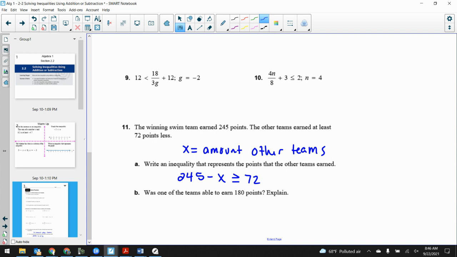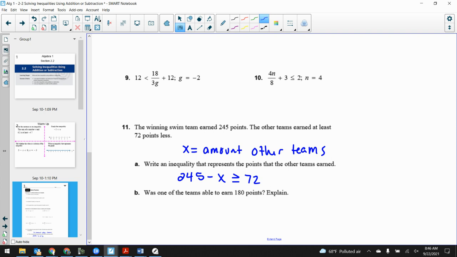All right. So 245 minus X, the difference between the two teams, has to be bigger than or equal to 72. That's the way I thought about it. Now, are there other ways to do it? Yes. You could have said 245 is greater than or equal to X plus 72. Or, what'd you do? I did P is greater than or equal to 245 minus X. That would have been fine as well.